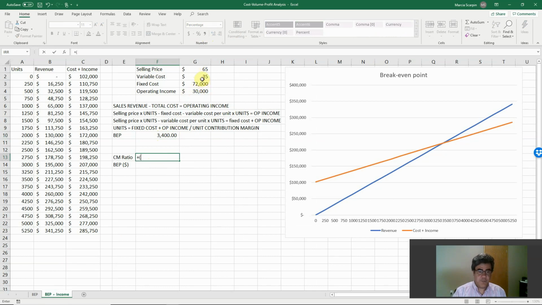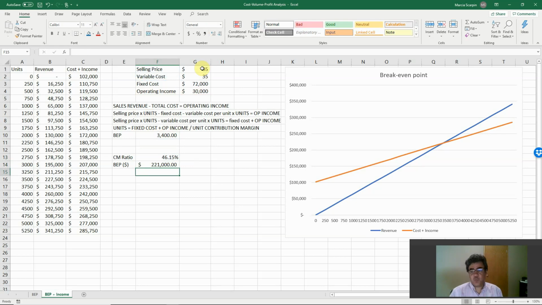To find it in dollars, contribution margin ratio: selling price less variable cost, divided by selling price, the same 46% because we are working with the same numbers. And then break-even point for when we want operating income: fixed cost plus operating income divided by contribution margin ratio. So $221,000.